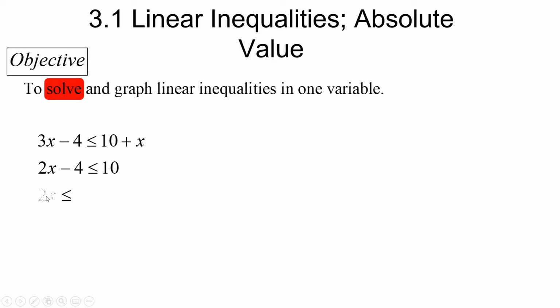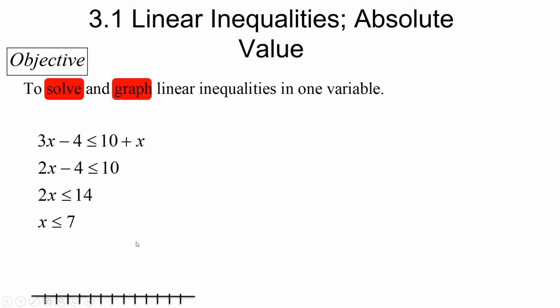So we have 2x is less than or equal to 14. And then let's divide by 2 to get x is less than or equal to 14 divided by 2, which is 7. So that's how we solve an inequality. Simple enough. Let's graph. So keep your graph simple, all right?